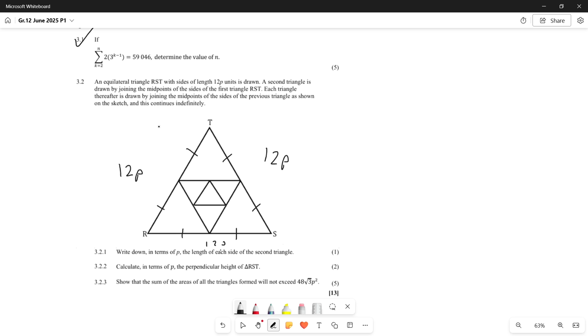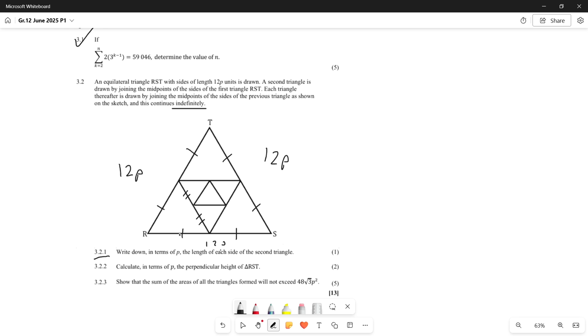Each triangle thereafter is drawn by joining the midpoints of the sides of the previous triangle as shown on the sketch. And this continues indefinitely, which means that guy equals that guy, and so forth. Indefinitely means it is a sum till infinity. Okay, so 3.2.1, write down in terms of p the length of each side of this second triangle.